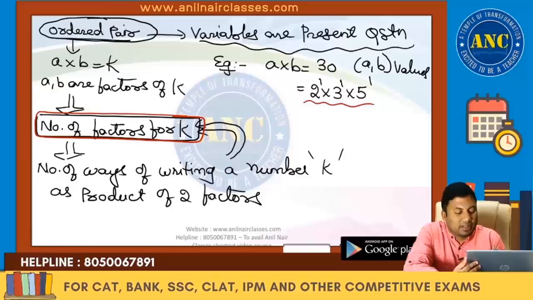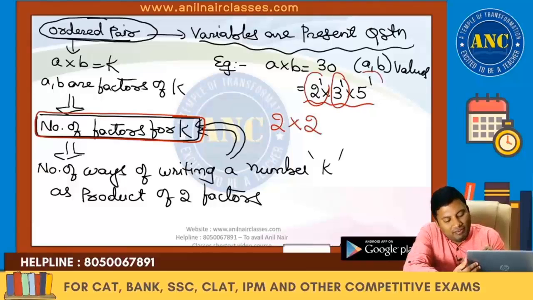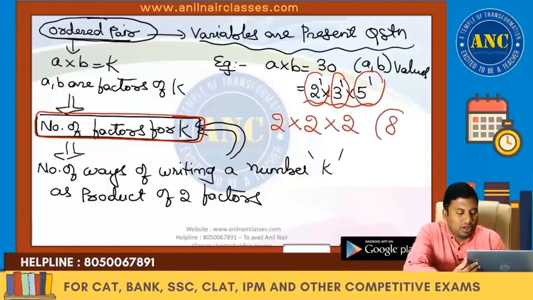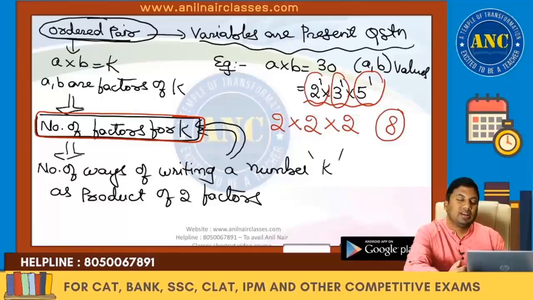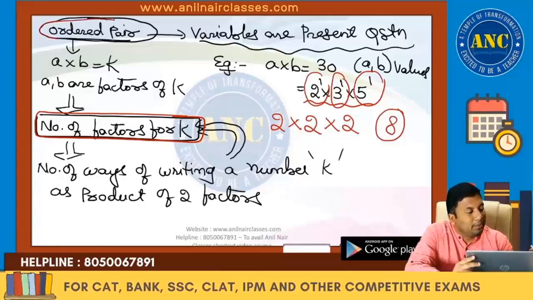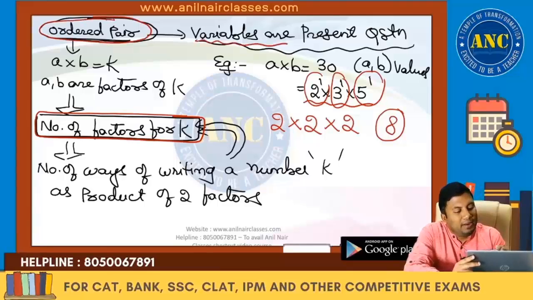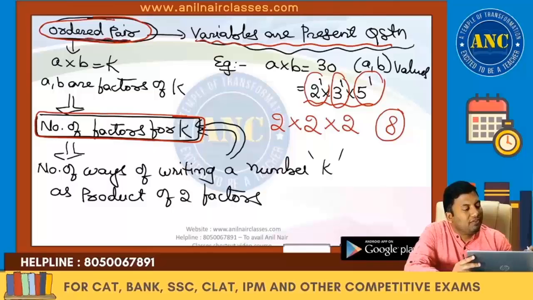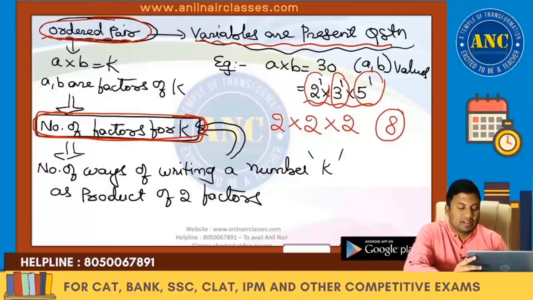Number of factors for 30: 2 power 1 means 2 power 0, 2 power 1, 2 cases. 3 power 1 means 3 power 0, 3 power 1, 2 cases. 5 power 1 is 5 power 0, 5 power 1, 2 cases. 2 into 2 into 2, total 8 cases. Always remember, in an ordered pair, wherever you find variables in the question, you make use of an ordered pair, and the answer is always the number of factors for K. I hope it is clear, right?